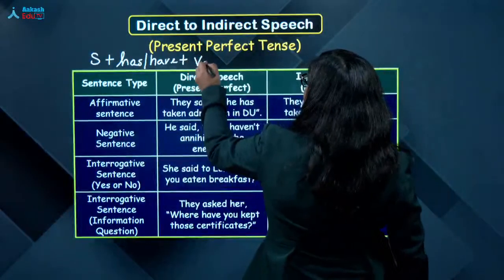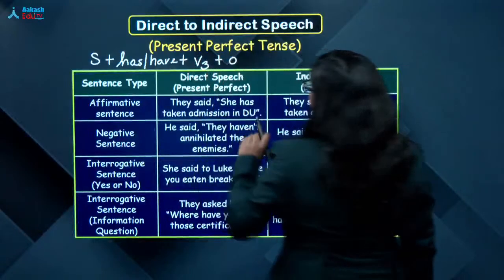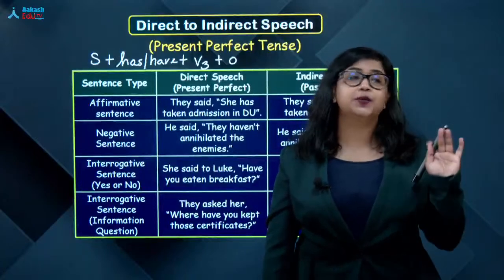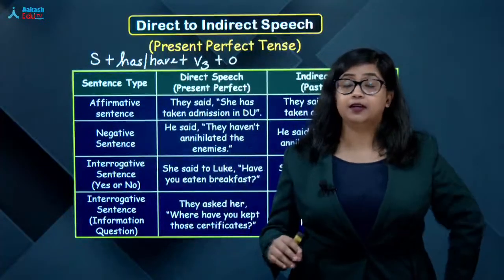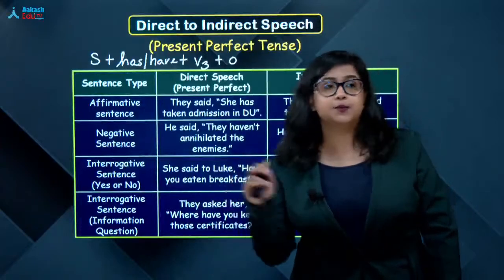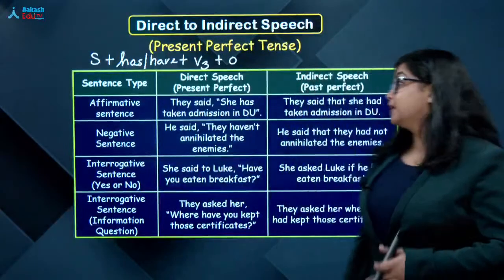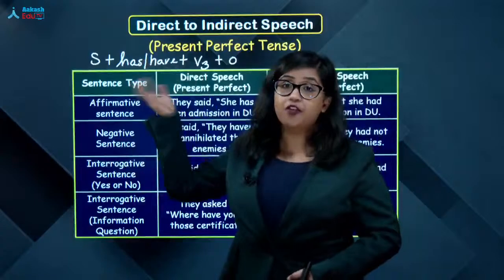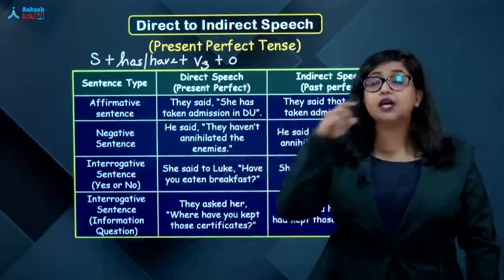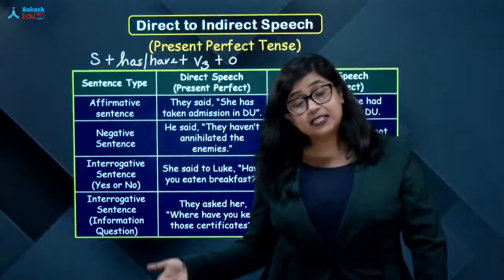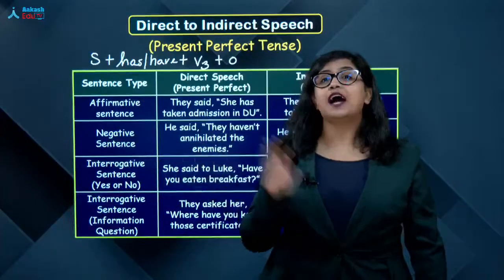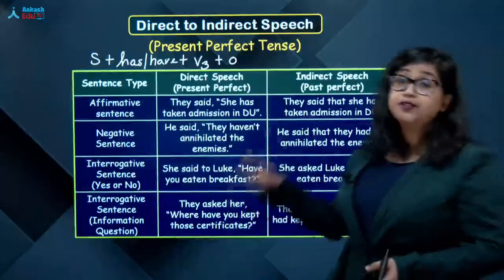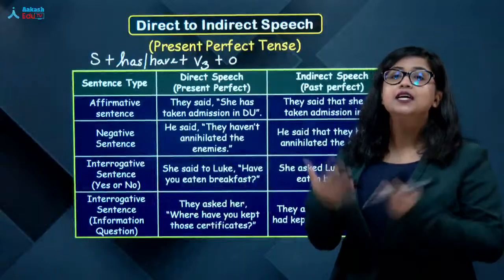Plus object. Now, please remember, if your direct speech is in present perfect tense, then it will change to past perfect. Present perfect changes to past perfect. Now, what do you mean by past perfect? It means that the only change that will take place is that has and have will now become had. So, if the sentence is she has had her lunch, it will become she had had her lunch. So, this is how we will go about it. So, let us look at the different types of sentences so that it becomes clearer to you.